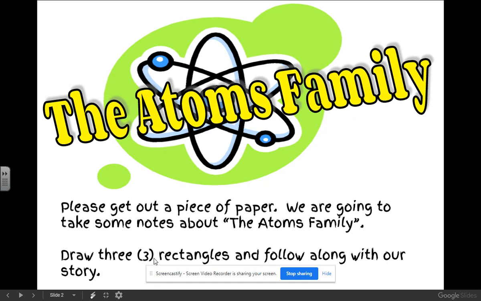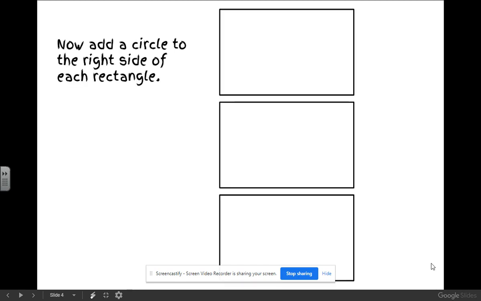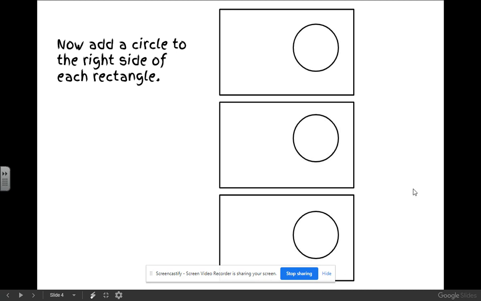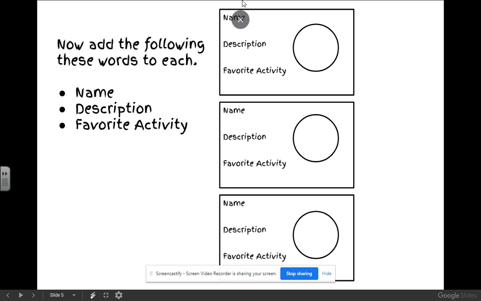To begin with, you do need to make sure you draw 3 rectangles, and you need to follow along with the story. So as of now, you should have your learning target at the top, and you should have 3 rectangles. So your paper should look something like this. Once you do that, you're going to add a circle to each one of the rectangles. And it should look like this. Now you're going to put a name, a description, and a favorite activity on each one.